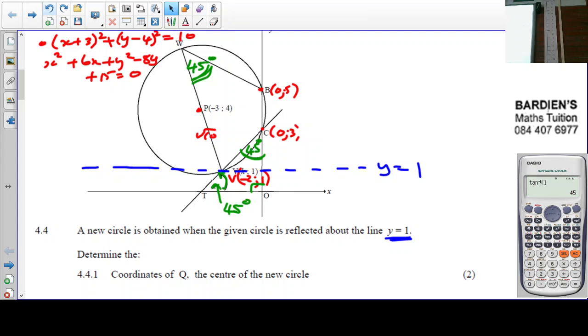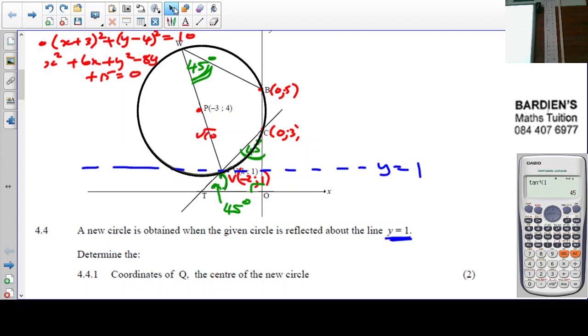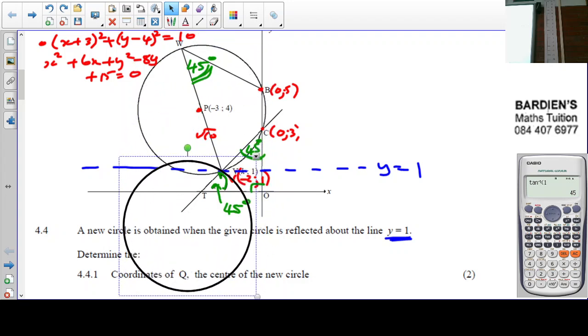Let's see if this is going to work, this explanation. Draw the circle, exactly the same circle. What's happening to the circle? It's reflected in this line. So I don't know if I can reflect this with you. It's not going to work very well. Okay? This means to say it's reflected in a line y is equal to 1. So it's going to look like that now.